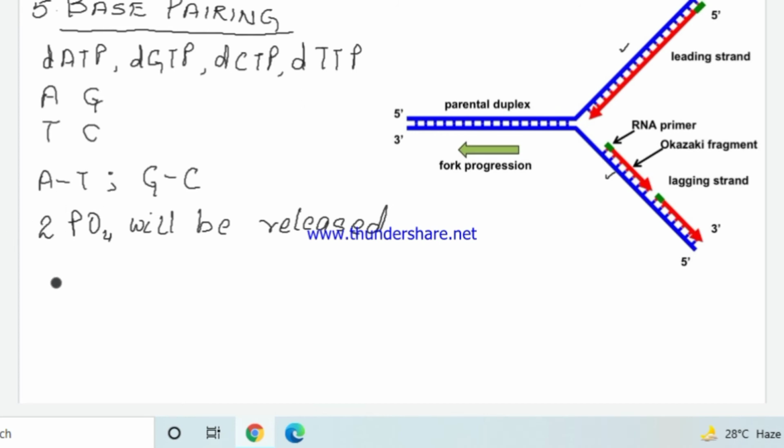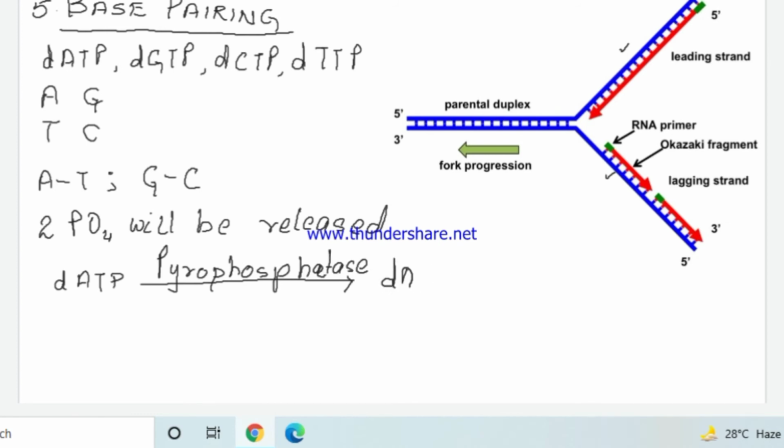Like for example, I say dATP. This, with the help of the enzyme pyrophosphatase, will form dAMP, required for the nucleotide addition, and along with it, 2 phosphate groups will be released and energy will be utilized.